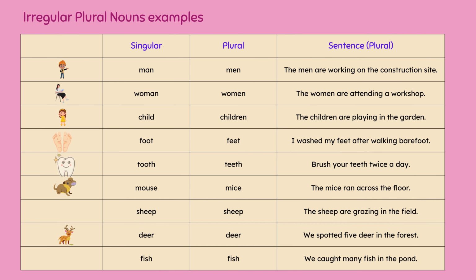Now let's look at some irregular plural nouns. These nouns do not follow the regular rules like adding s or es. Instead, their spelling changes completely, or sometimes not at all. Let's go through some examples.